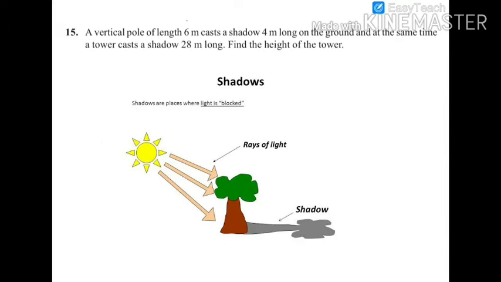We all know how a shadow is formed. When the rays of light coming from the source are blocked by an object, then on the side opposite to the source we get a shadow. Let's draw a figure to represent this situation.